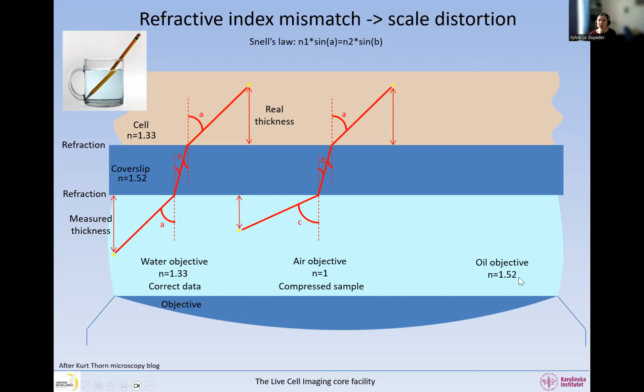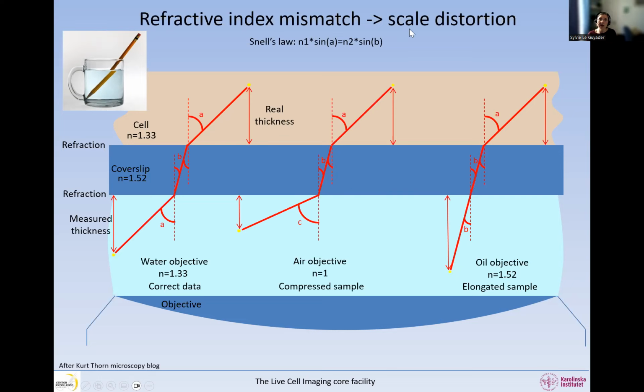And what happens if we use an oil objective? I'm sure you can guess. So we have here a certain angle, and because this has the refraction index of glass, the same as oil, we have the same refraction index here and here. So the light goes straight, basically. It is not refracted. And so we are measuring a distance that is much bigger. And therefore, we have an elongated sample. And this is how, when we have a refractive index mismatch, we have a scale distortion.